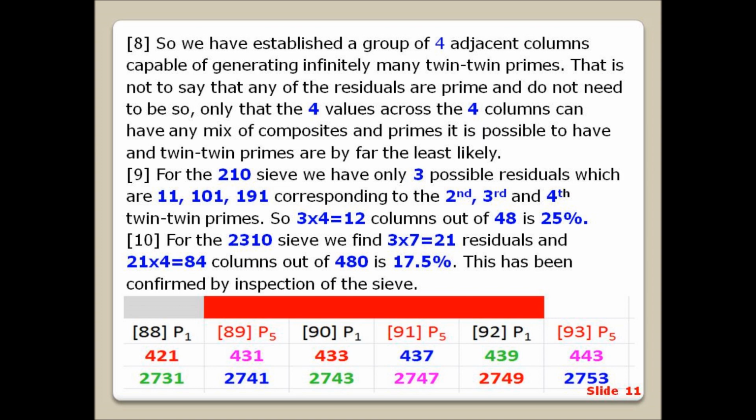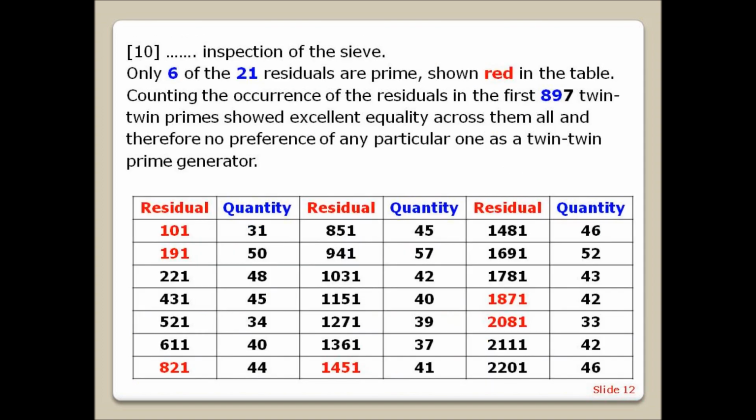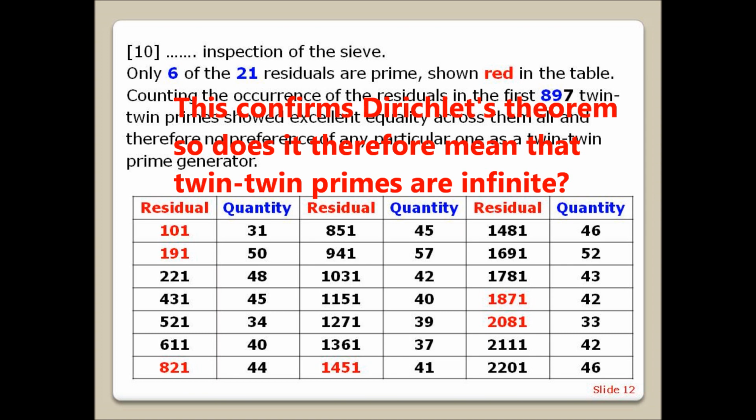This has been confirmed by inspection of the sieve, shown below. Only 6 of the 21 residuals are prime, shown red in the table. Counting the occurrences of the residuals in the first 897 twin-twin primes showed excellent equality across them all, and therefore no preference of any particular one as a twin-twin prime generator.